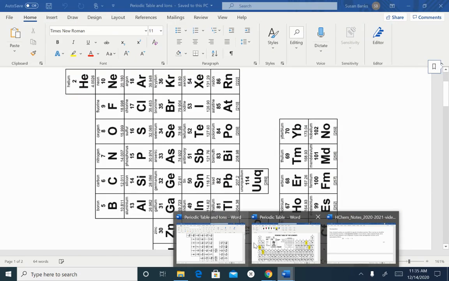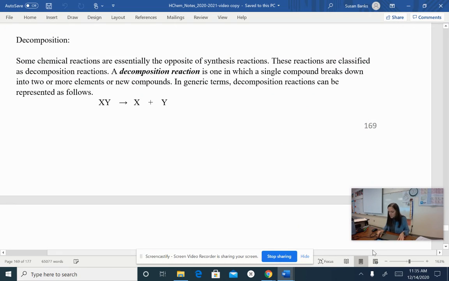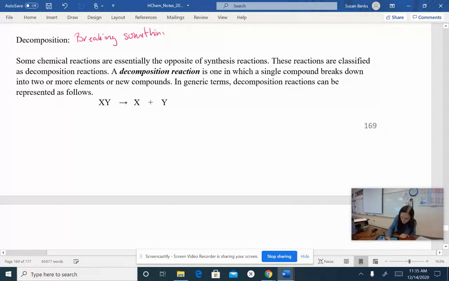All right, guys, we are going to start learning about decomposition now. Decomposition is exactly the opposite of synthesis. So we are breaking something down. We take a relatively complex molecule and we break it down into either simpler molecules or sometimes even down to the elements, okay? So some chemical reactions are essentially the opposite of synthesis reactions. These are classified as decomposition, okay?